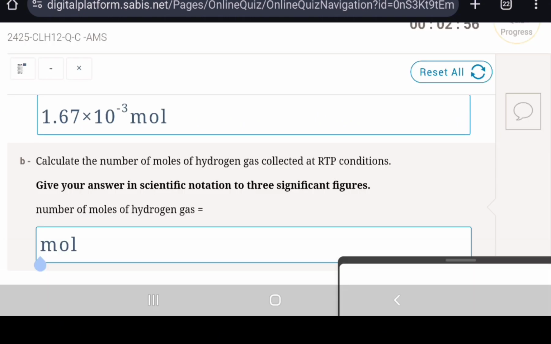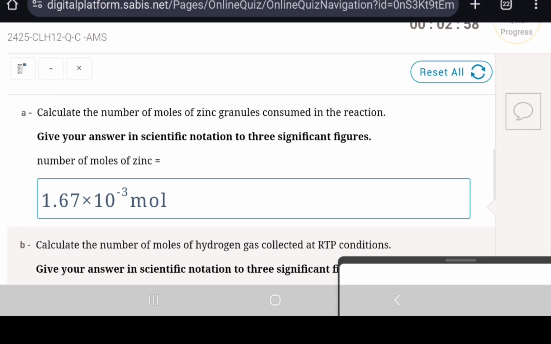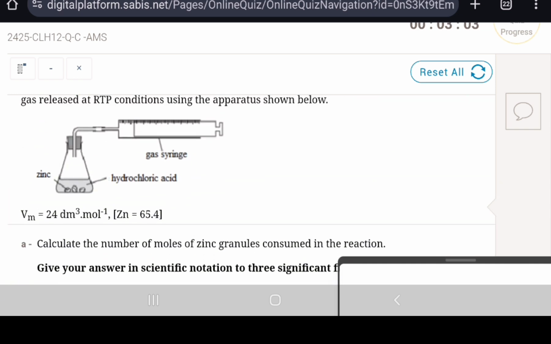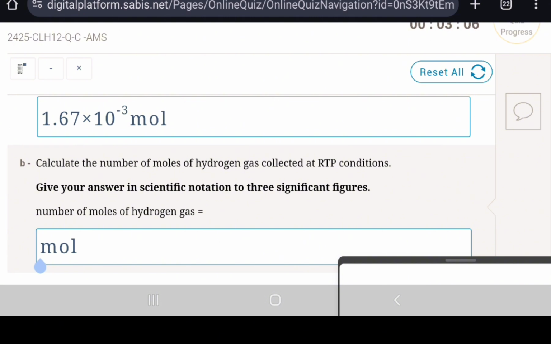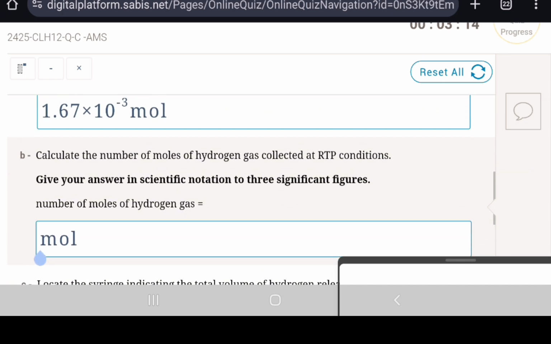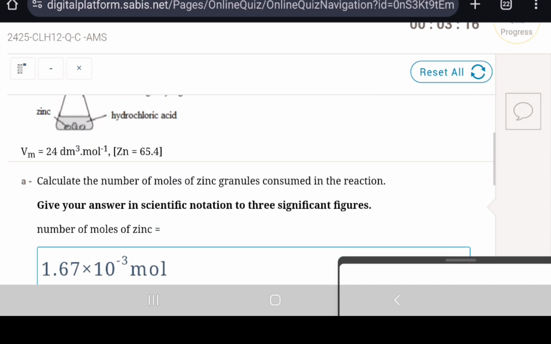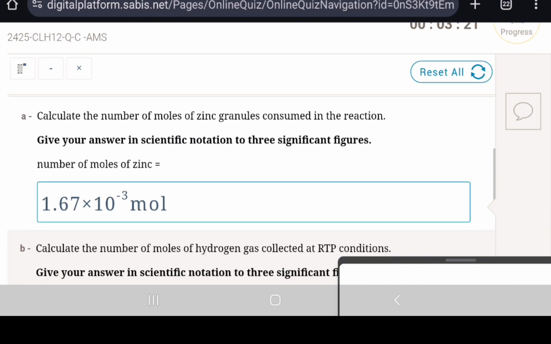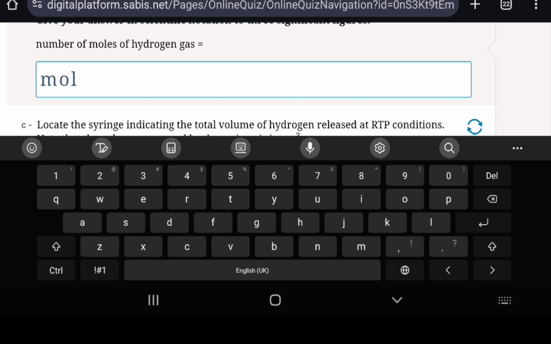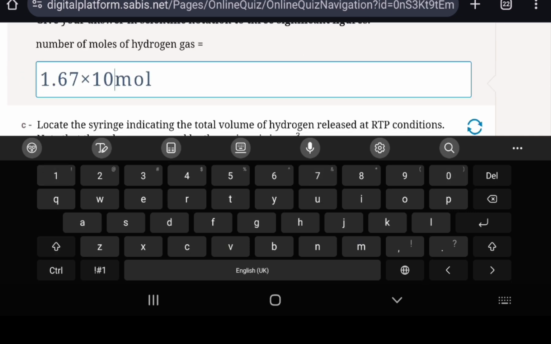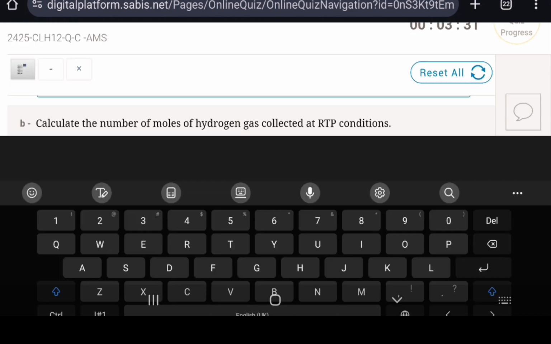For the second part, we do the exact same thing, but wait, we do not have the molar mass of hydrogen, or the mass. So we go to the balanced equation, and we find out that the coefficient of hydrogen gas is the same as the coefficient of zinc, which is 1. So that means they have the same amount of moles, which is 1.67 times 10 to the power of negative 3, as we found in part A.